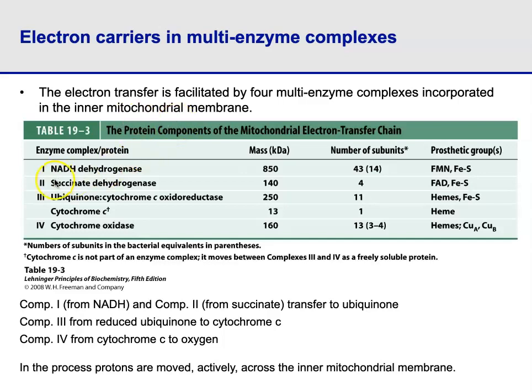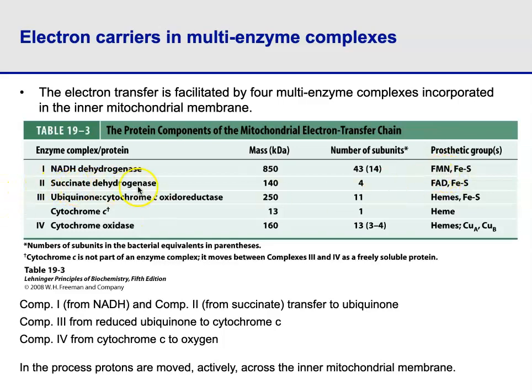Complex 1 is the NADH dehydrogenase. You will understand the meaning of the name a little later, but you can tell that you're obviously going to oxidize NADH. This is a massive complex, 850 kilodaltons. It has 43 subunits, and in bacteria 14 subunits. Some of the prosthetic groups: iron, sulfur, FMN.